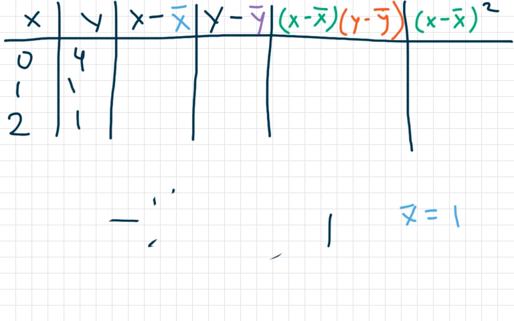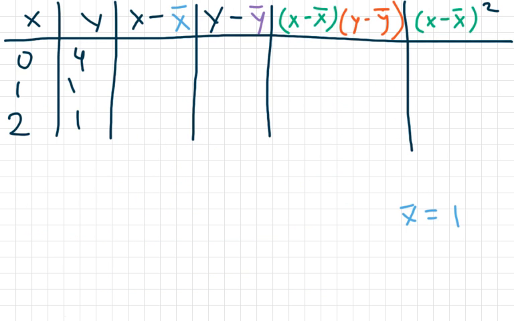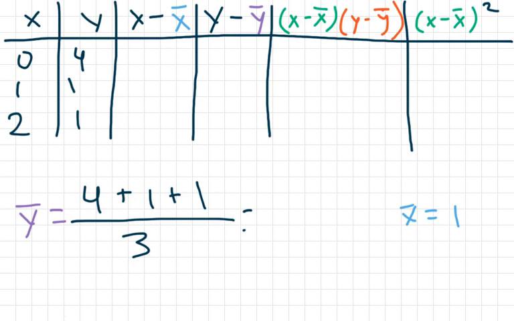Let's do the same thing to find the mean of our y values, which we'll need because in our formula right here, we're subtracting the mean y value from each y value. So we need the mean y value. Let's say the mean y value is equal to 4 plus 1 plus 1, each of my y values added up, divided by the number of y values, which is 3. So I get 6 over 3, which equals 2. Okay?